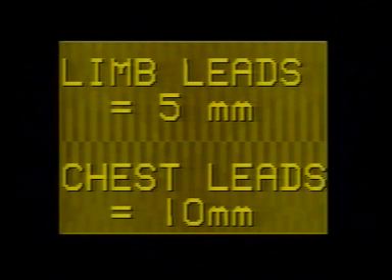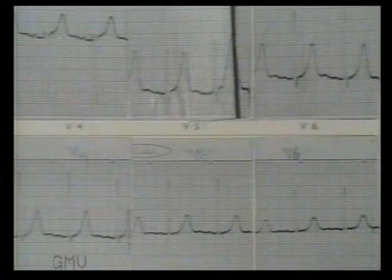Tall T waves. The normal variations in the T wave amplitude are often confusing, and generally T waves should be considered pathological if they are more than 10 millimeters tall in the chest leads and more than 5 millimeters tall in the limb leads. In the evaluation of tall T waves, the associated ST segment changes are very important. The tall T waves are most noticeable in the chest leads.